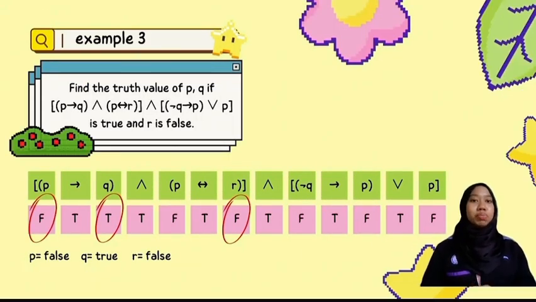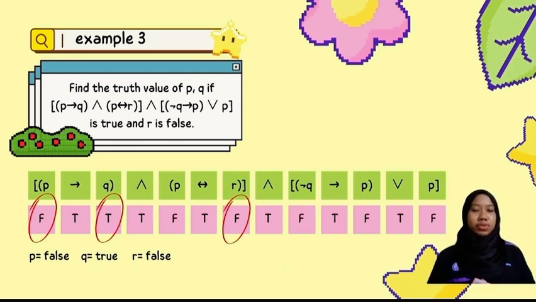Here is example 3. We are solving a logic problem. The statement is a combination of logical expressions and we need to find the truth values of P and Q, given that R is false and the whole statement is true. The statement is: P implies Q and P is equivalent to R, and not Q implies P or P. For the first step, we put the symbols into two columns, one for the symbol and one for the truth value, because it's easier for us to see the truth value of each symbol.